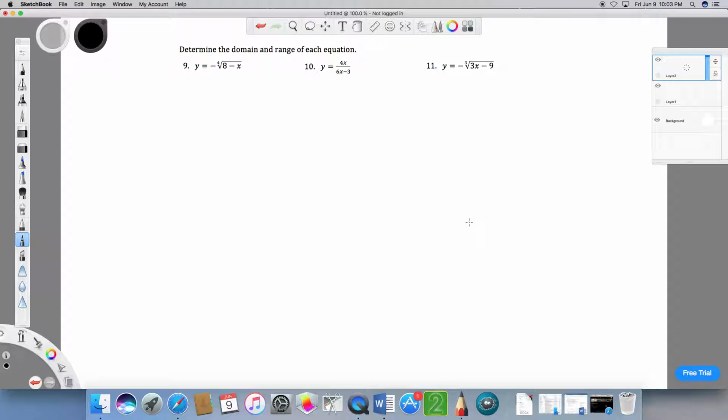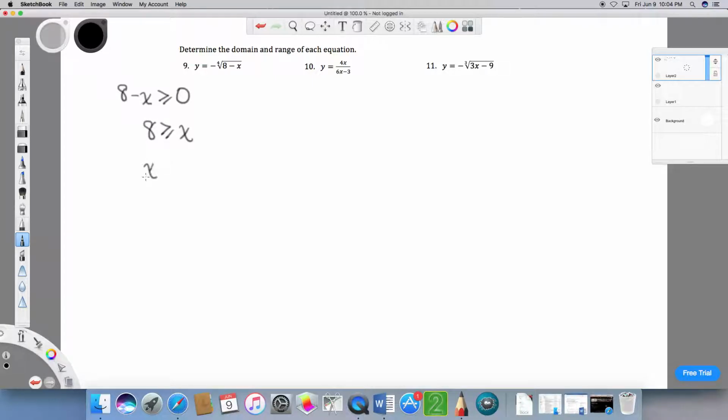So let's take a look at number 9. We do not have any variables in a denominator. However, we do have a variable underneath an even root, this fourth root. We can't take the fourth root of negative values. So this expression underneath the radical, 8 minus x, has to represent a real number that's greater than or equal to 0. If we add x to each side, 8 has to be greater than or equal to x.